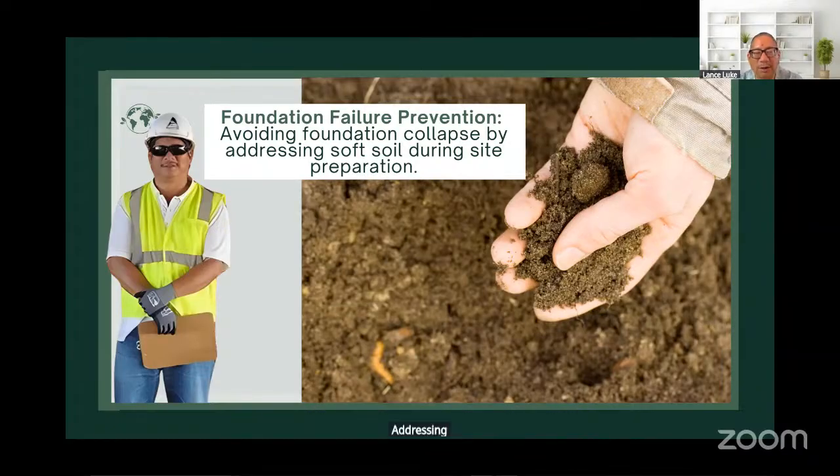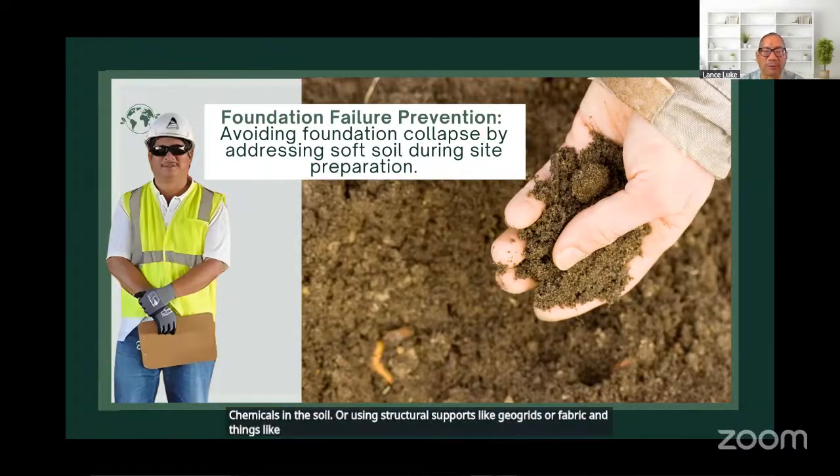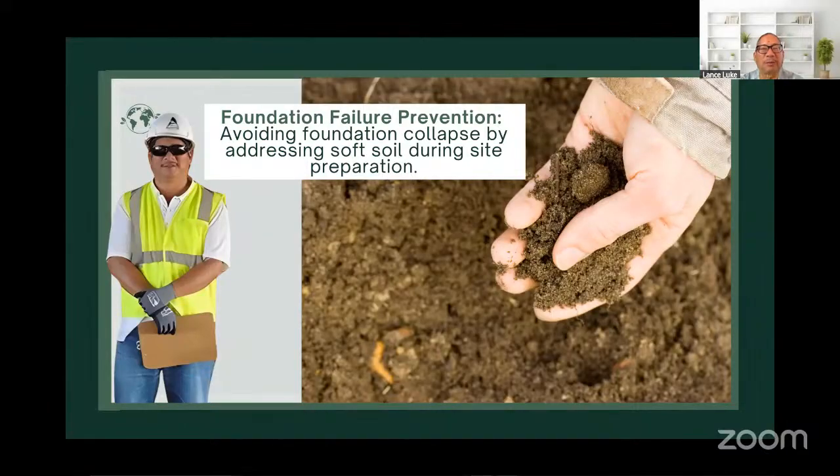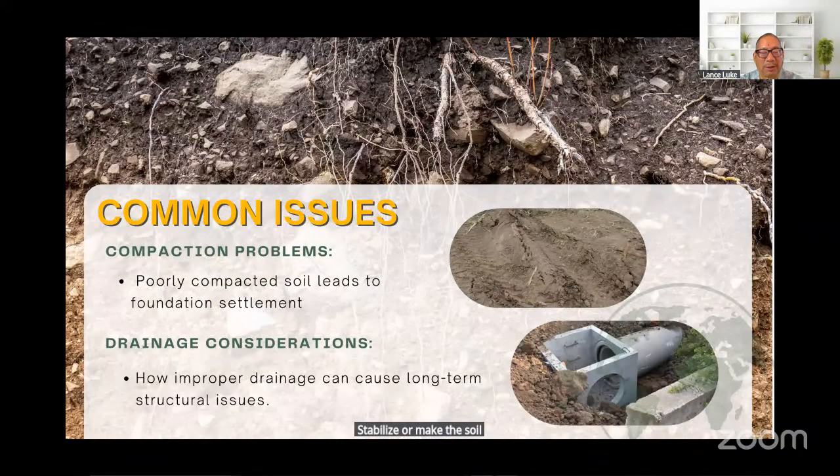Addressing soft soil: loose or compressible soil should be stabilized or reinforced to avoid settlement issues. Preventive methods: soil stabilization techniques such as compaction, adding binders like cement or lime or other kinds of chemicals in the soil, or using structural supports like geogrids or fabric and things like that to stabilize or make the soil stronger. Common issues regarding soil condition: compaction problems. Poorly compacted soil leads to foundation settlement.